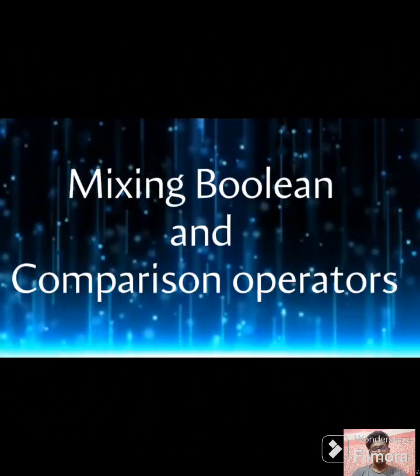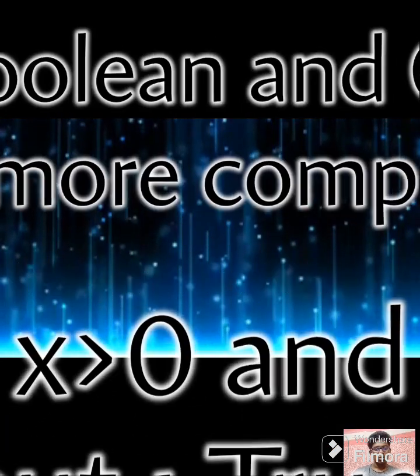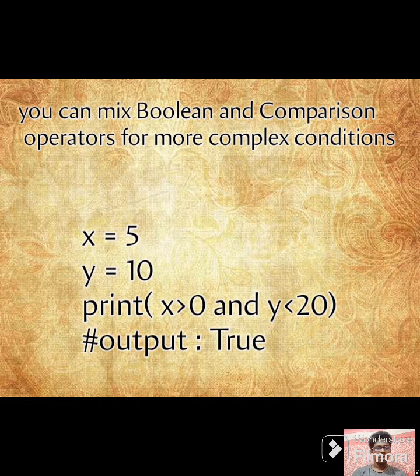So we're going to mix Boolean and comparison operators. You can mix Boolean and comparison operators for more complex conditions like x is equal to 5, y is equal to 10. Print x greater than 0 and y less than 20. The output will be True because x, which is 5, is greater than 0, True, and y, which is 10, is less than 20, then it will be True.